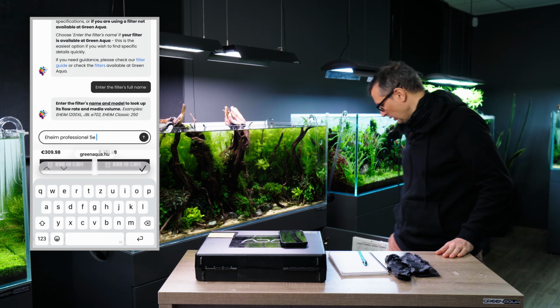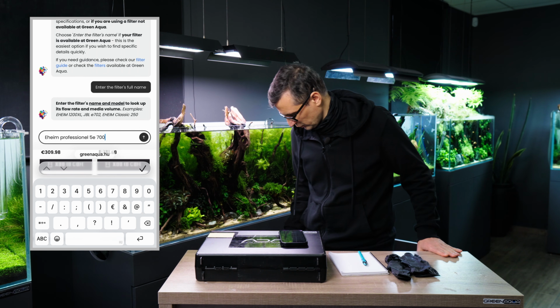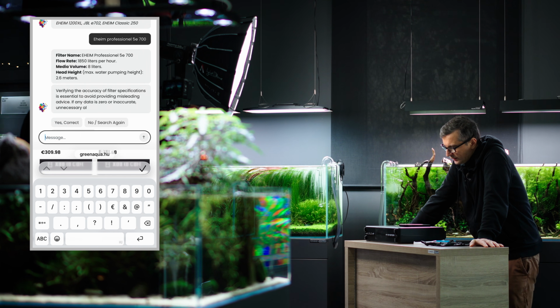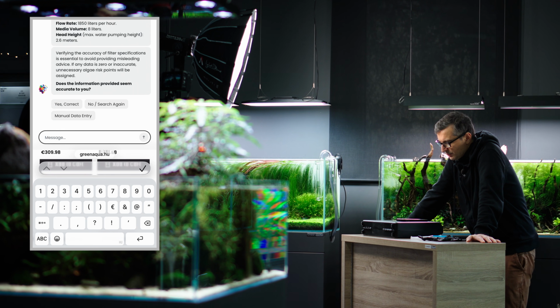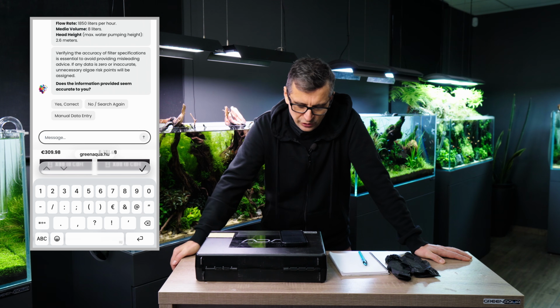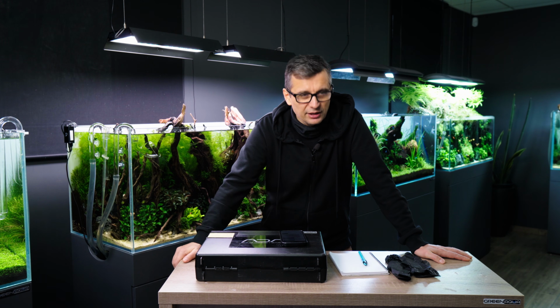We have 2 professional 5E filters below this aquarium. Flow rate is 1,850 liters per hour, and it has a media volume of 8 liters. And I would say that yes, this data is correct.